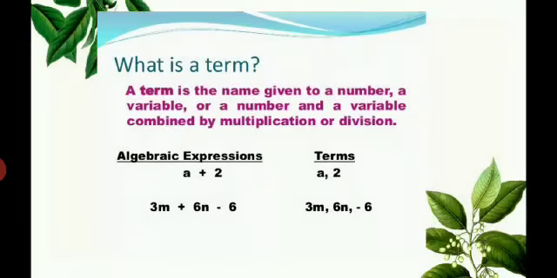What is a term? A term is the name given to a number, a variable, or a number and a variable combined by multiplication or division. So here is a plus 2, and what are the terms in this expression? A, comma, 2. And the next example, 6m plus 6n minus 6: what are the terms? 6m, comma, 6n, minus 6. There are a few questions in your 8th unit which are like that. You have to solve them like this.